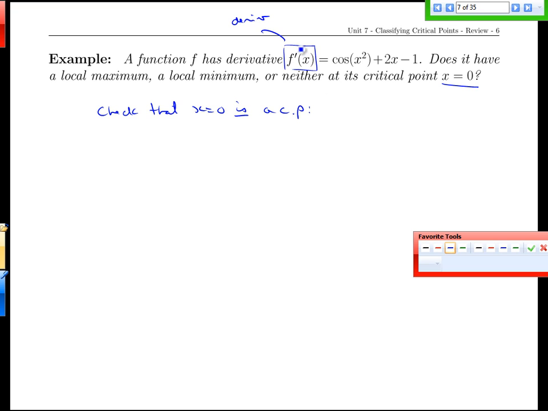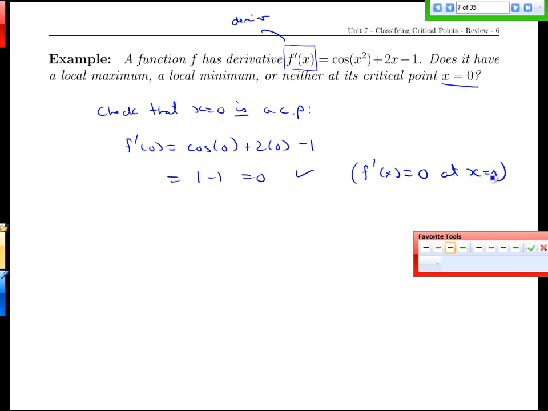We plug in x equals 0 into the derivative, which is what we have, and see what we get. F prime of 0 is cos of 0 plus 2 times 0 minus 1. That's 1 minus 1, that is 0. F prime of x equals 0 at x equals 0. Okay, so we're dealing with a critical point. The next thing is let's take our second derivative here and see what it does. Because the first derivative, imagine the signs around here. It'll be pretty complicated. We're going to try to use the second derivative test.